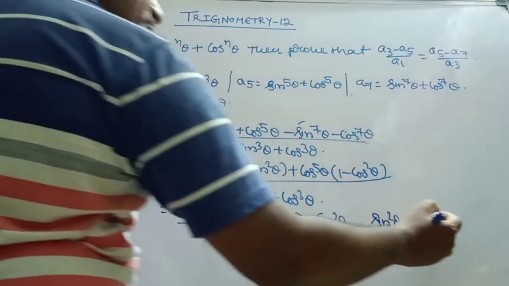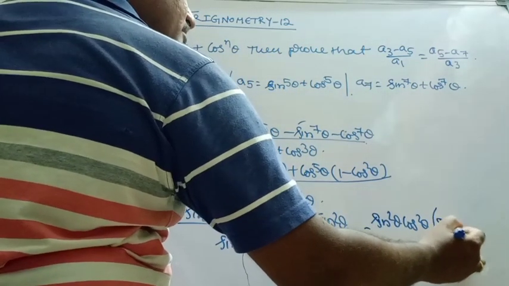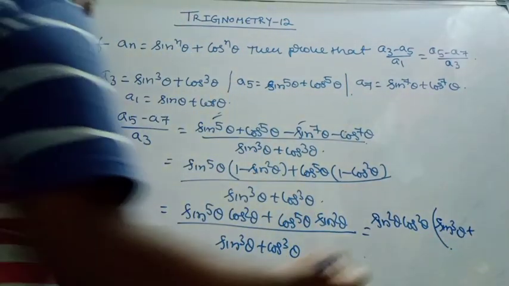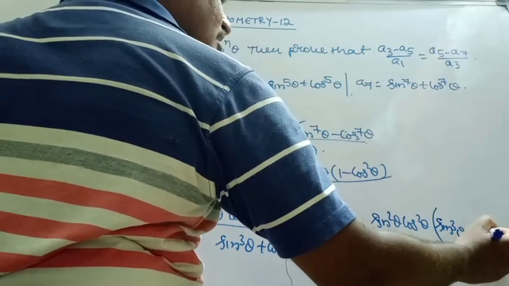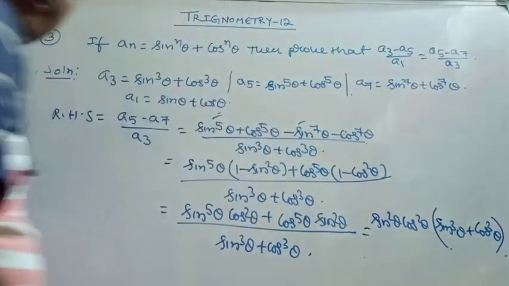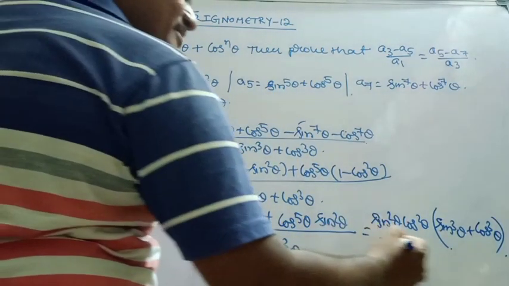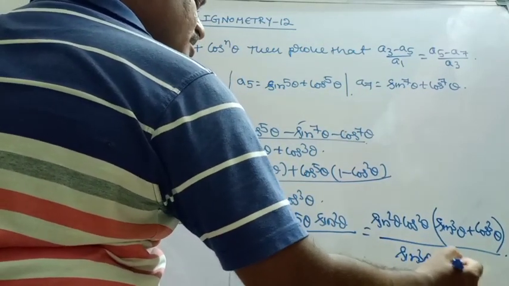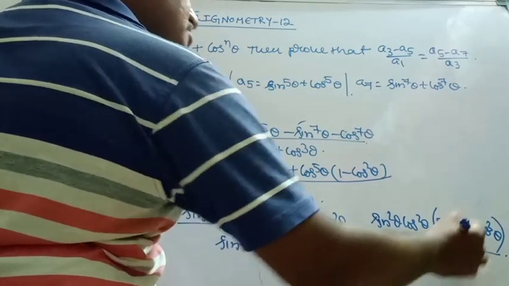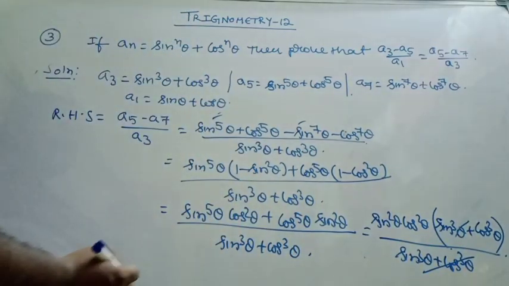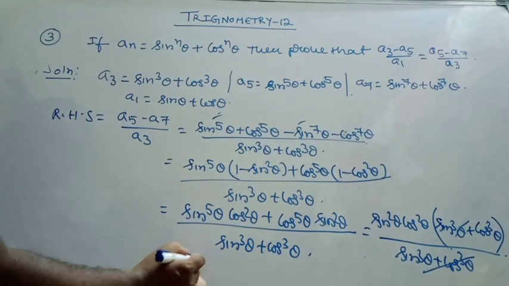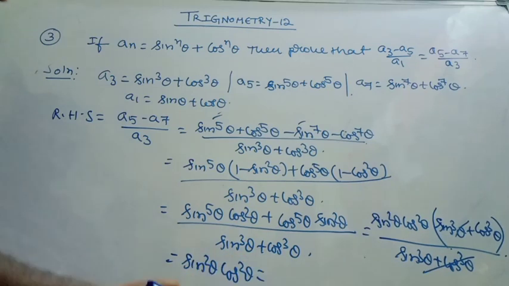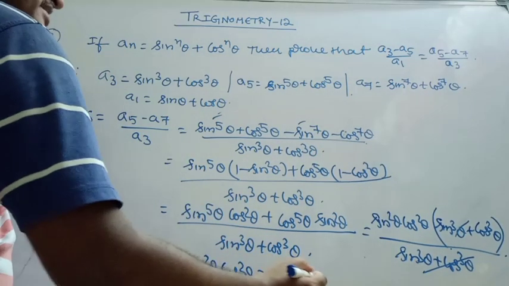Here what you are going to get, sin cube theta plus cos cube theta, this as cos cube theta like this. Whole thing divided by sin cube theta plus cos cube theta. Sin cube theta plus cos cube, this will cancel. Now you have got sin square theta cos square theta. This is now sin square theta cos square theta, right? And this is equal to the left hand side what we have got.